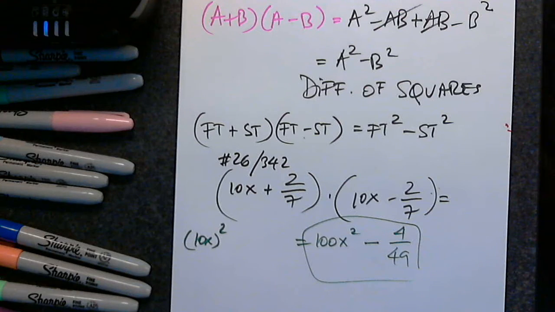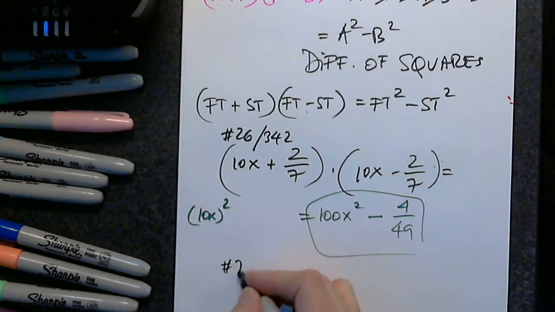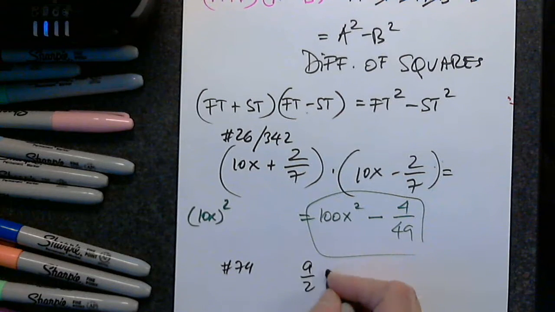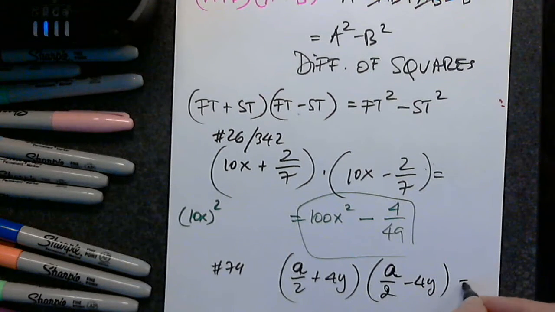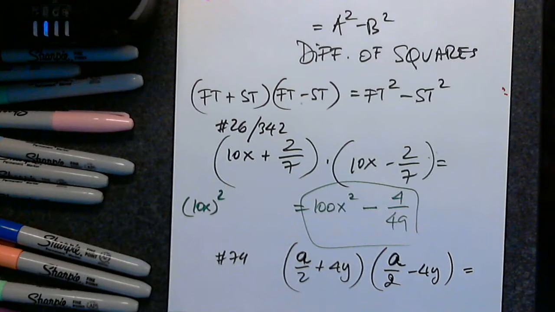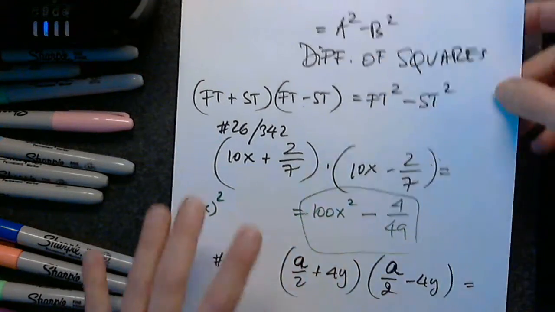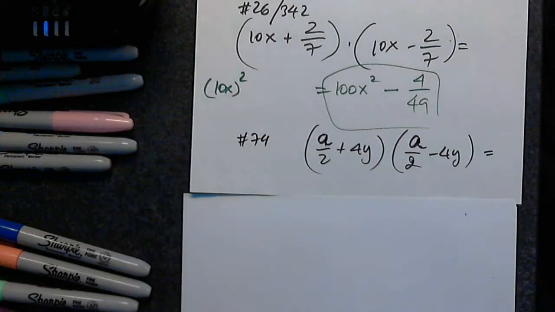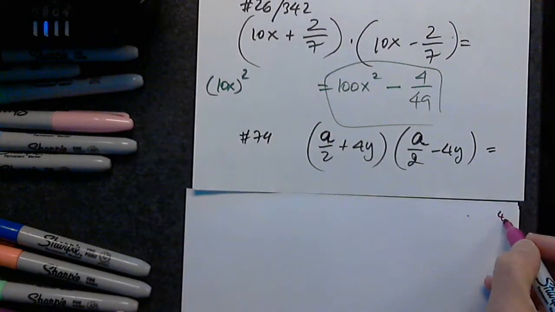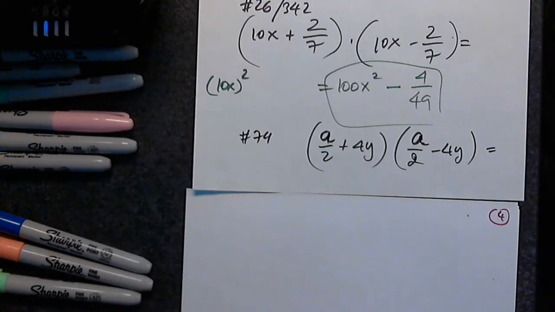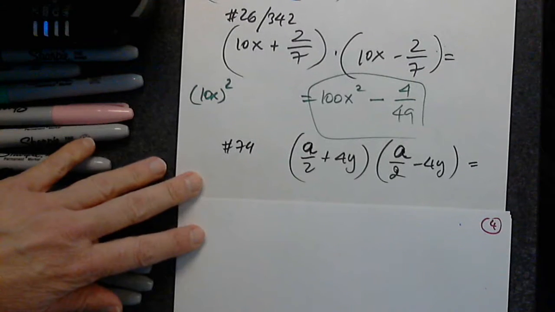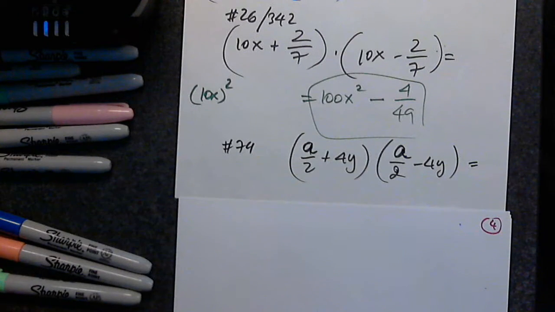Next one. 74. A over 2 plus 4y. A. It's not 9. It's A. A over 2 minus 4y. A whole new world opens up if you agree and you understand these three special products. You're making a leap forward, not a jump.